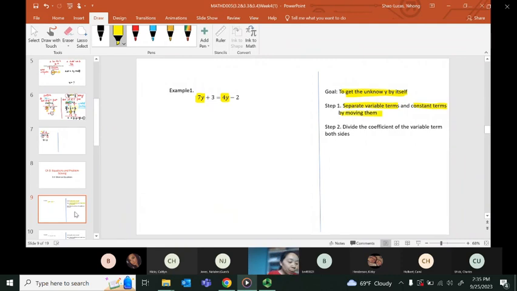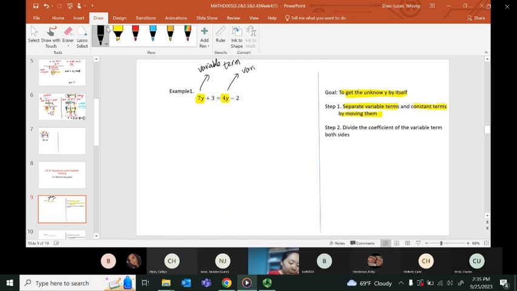What I mean is, what is a variable term? If it contains a variable y in there, we call it a variable term. So that has a variable term because it has a variable, and this is a variable term. The other two don't have any y's in there, so we call them constants. Like 3 is called a constant, and -2 is called a constant. So what we're gonna do is separate them.